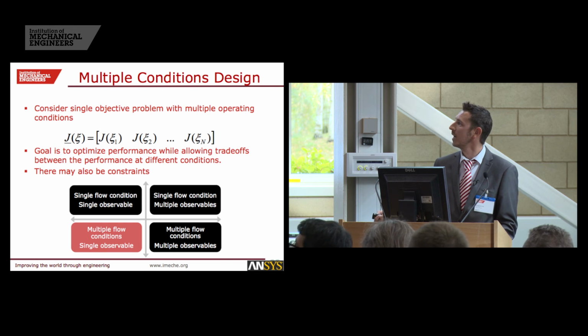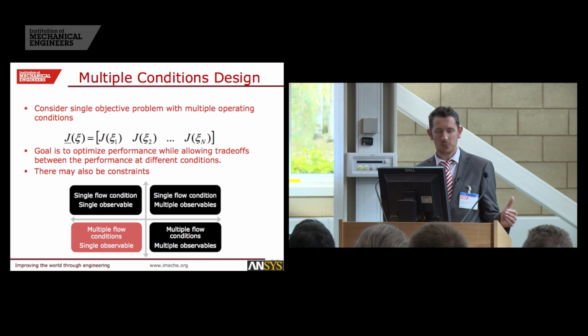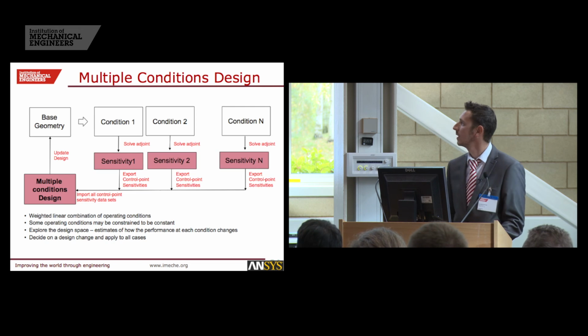So now we have an observable which is dependent on multiple conditions as well. And we can use those and take multiple sensitivity data sets and combine them together into a single output result. So we'll show that here.